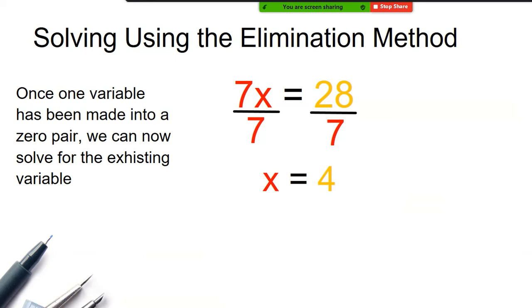Now, I'm not done. Even though some of you are going to say, Mr. McCoy, I found one of the variables. Yes, that is good. That is necessary, but we are not done. Because in a system, there is more than one. Okay? We eliminated the y so that we can find the x. Now that we have the x, I need to use it.